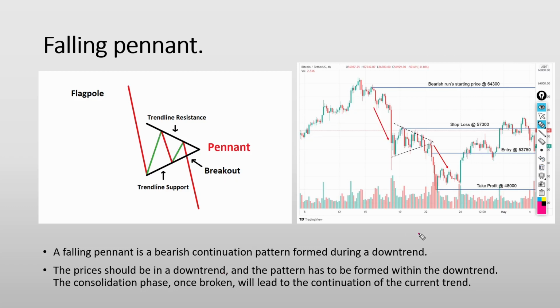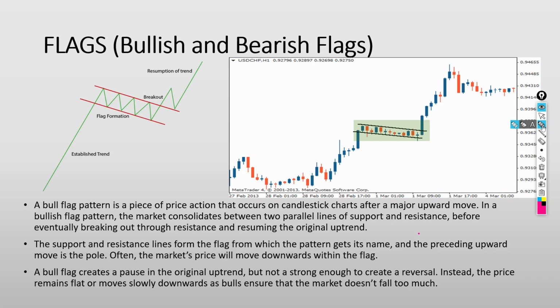Okay, so we have what we call flags, and flags can be bullish or they can be bearish. A bullish flag pattern is a piece of price action that occurs in a candle chart after a major upward move. So in a bullish flag pattern, the market consolidates between two parallel lines of support and resistance before eventually breaking through the resistance and resuming the original uptrend. So this is a continuation pattern in short.